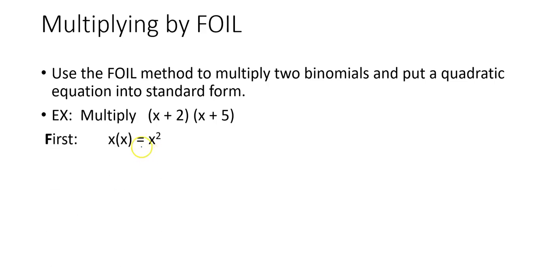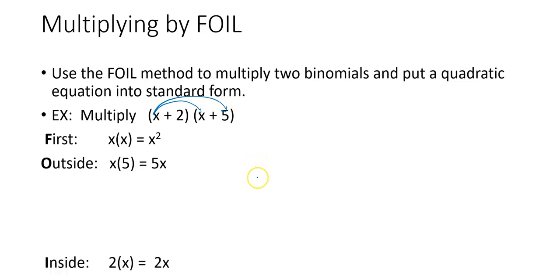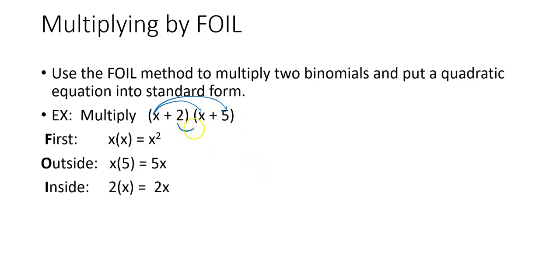So first are the first 2 terms. So x times x is x squared. Now do the outside. So the x and the 5 are the 2 outside terms. They're the furthest on the outside of the 2 binomials. Then do the inside, which is just what it says, the inside terms. And then do the last ones. 2 times 5 are the last terms.